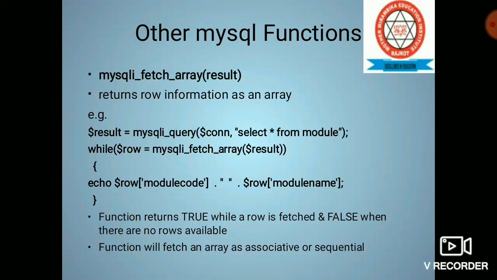Next step, we are using a while loop. $row equals mysqli_fetch_array of $result, and echo $row['module_code'], concatenated with a blank space and then $row['module_name']. Here module code and module name are fields of the module table which will ultimately print the data. The function returns true while a row is fetched, and false when there are no rows available. The function will fetch an array as associative or sequential.